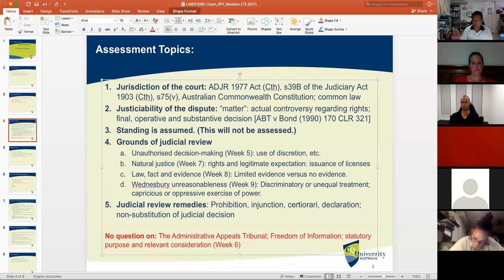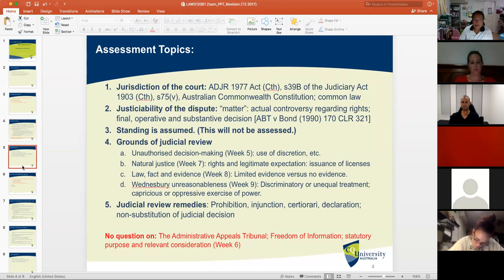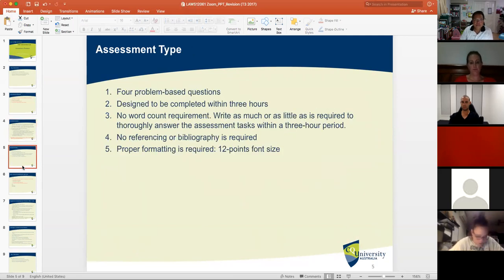So there will be no questions on statutory purpose and relevant considerations. Questions? Before we go to assessment type. We're good? Okay. Let's talk about assessment type.